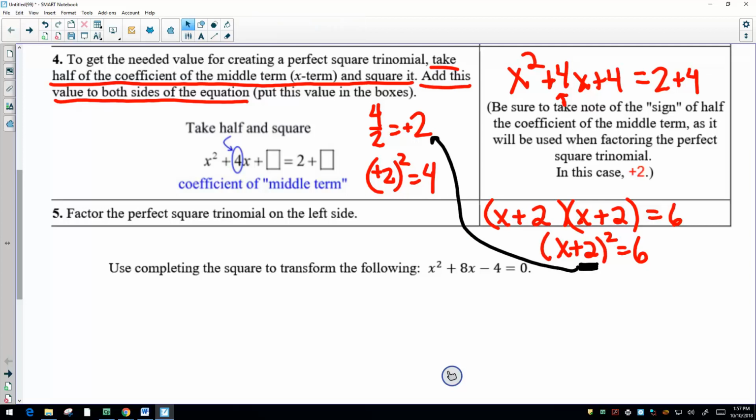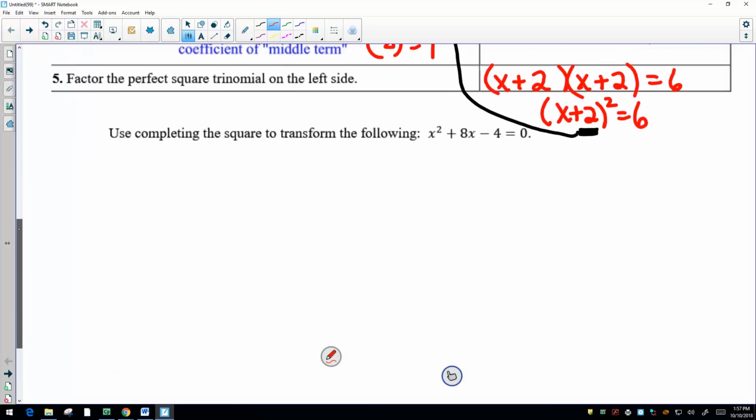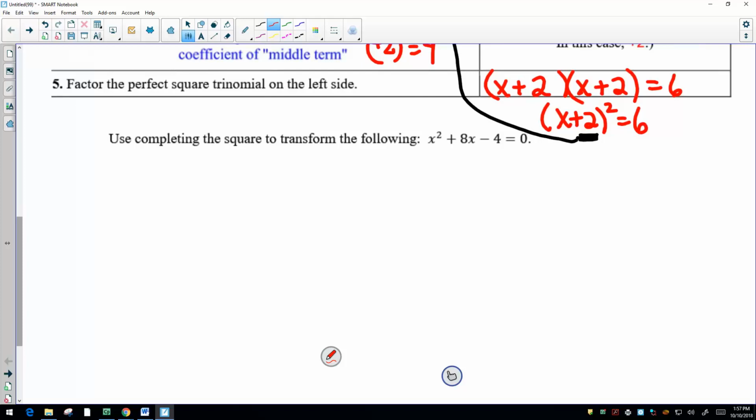Notice that that factor is also a positive 2. We're going to keep that in mind as we continue through. So let's try another example. So again, we're going to use completing the square to transform the following equation.